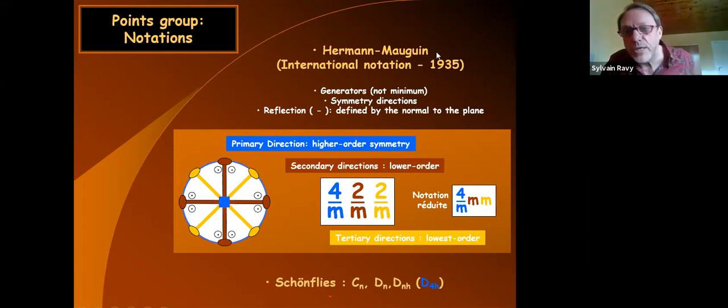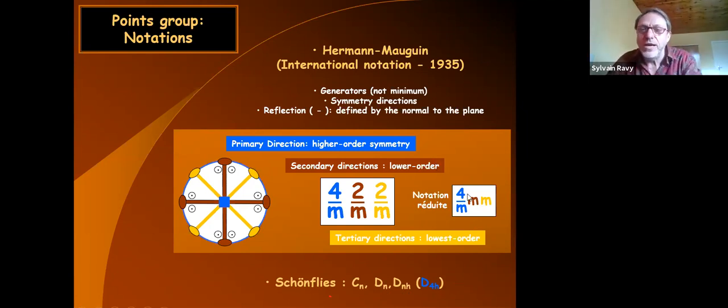They are called Hermann-Mauguin. They are used in condensed matter physics, but people who are chemists or spectroscopists prefer the so-called Schoenflies notations, which look like this: Cn, Dn, D is for dihedral, C for cyclic, etc. So that group, for example, in a reduced notation, 4 over M, M, M, is D4h in the Schoenflies notation.